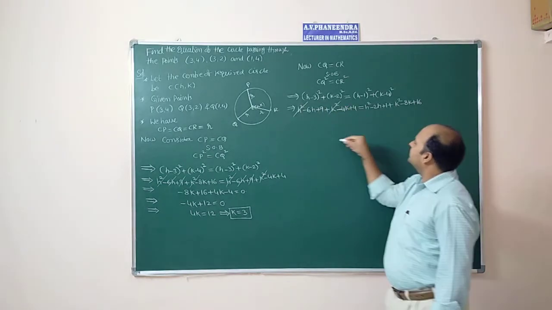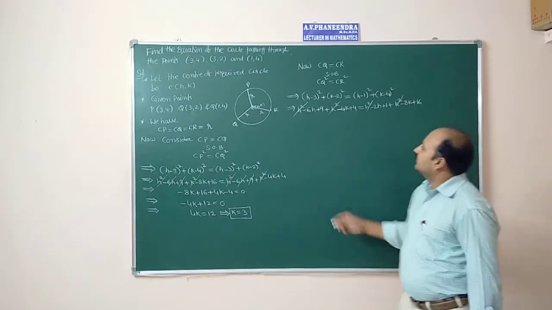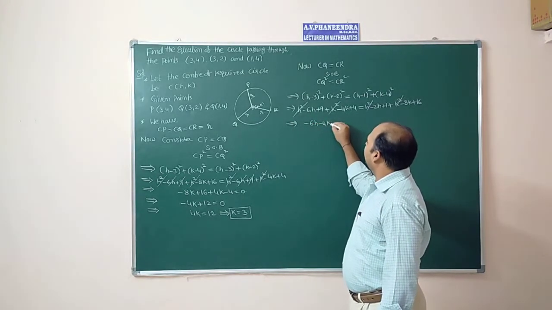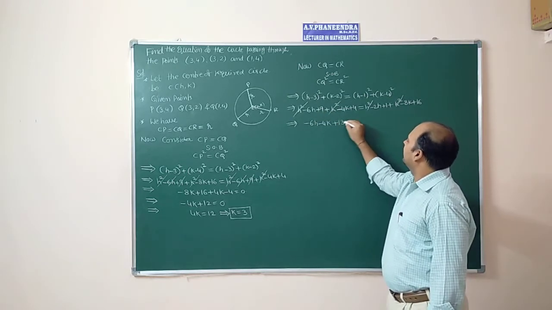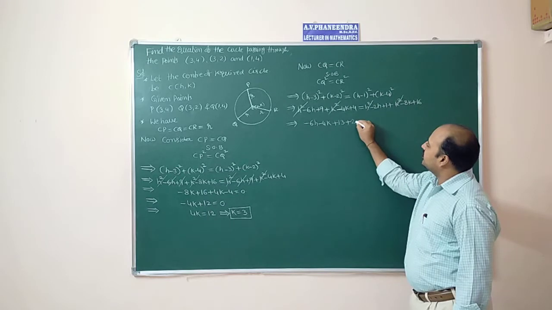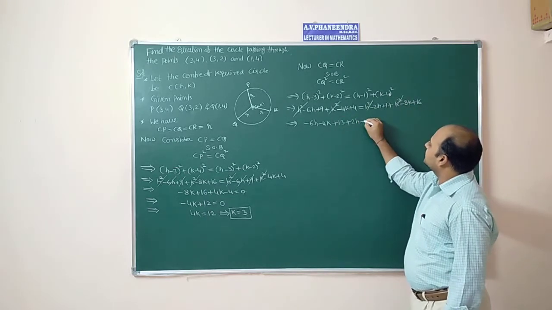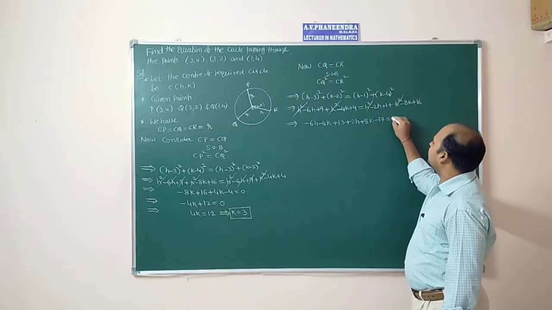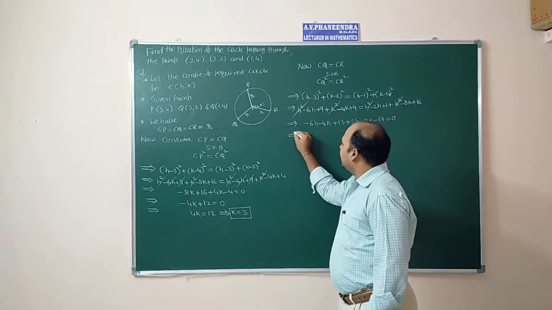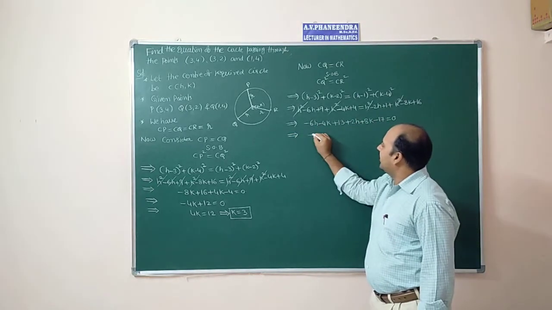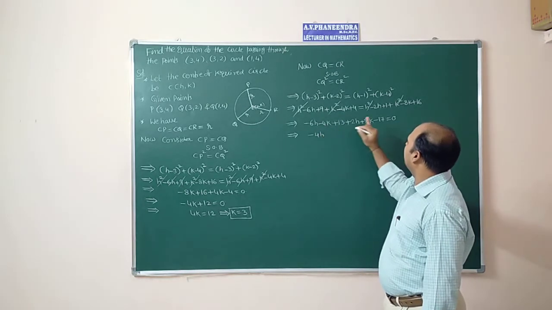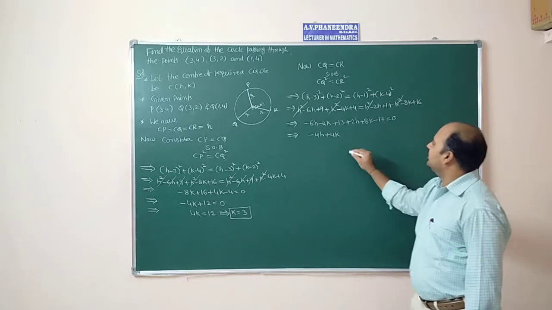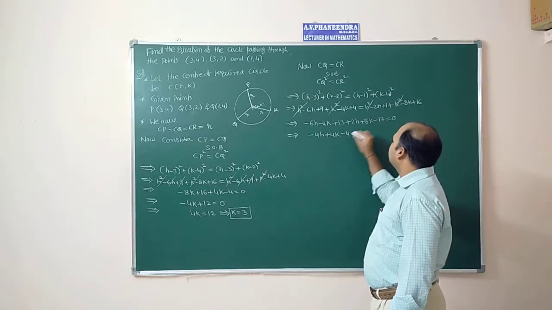Both sides h square, k square cancel. Here minus 6h minus 4k, 9 plus 4, 13. Minus 2h we can take this side plus 2h. Minus 8k we can take this side plus 8k. 1 plus 16 is 17. We can take this side minus 17 equal to 0. That implies minus 6h plus 2h is minus 4h, minus 4k plus 8k is plus 4k. 13 minus 17 is minus 4, equal to 0.